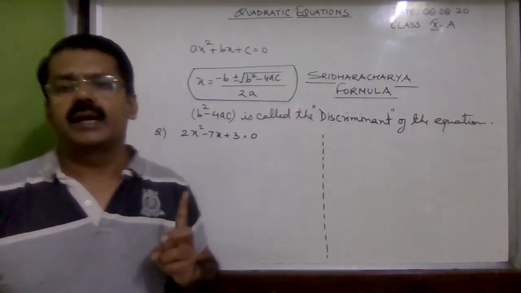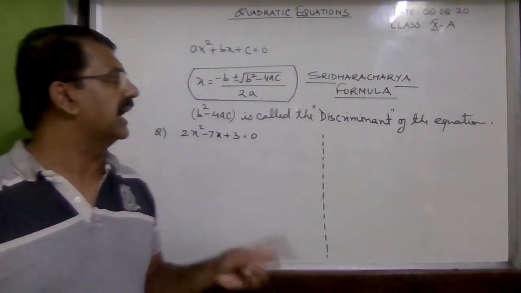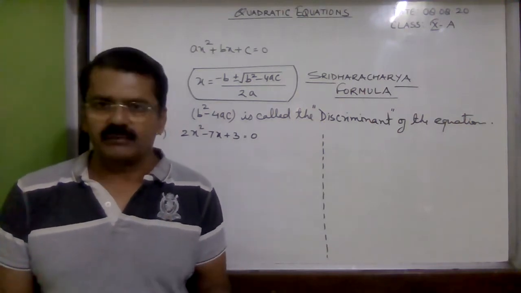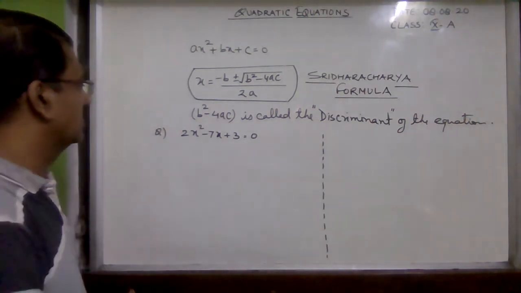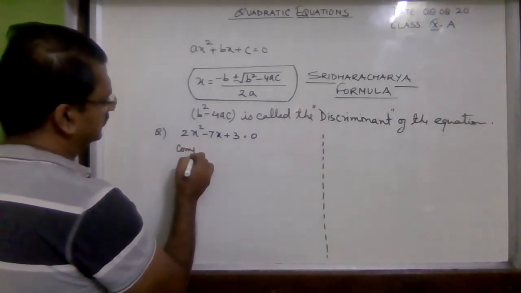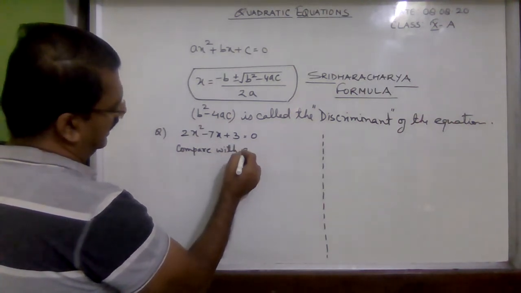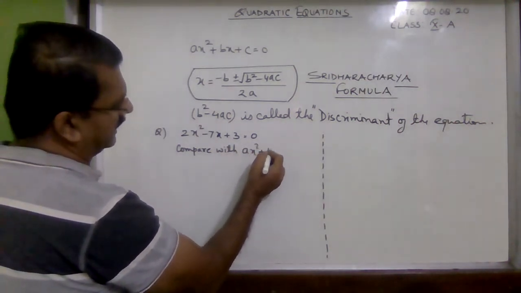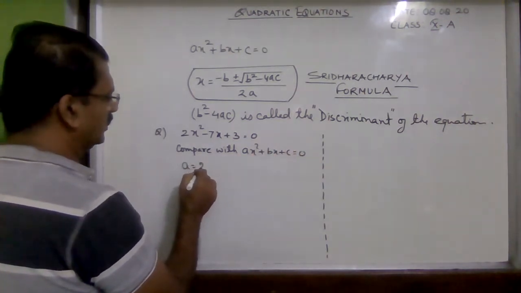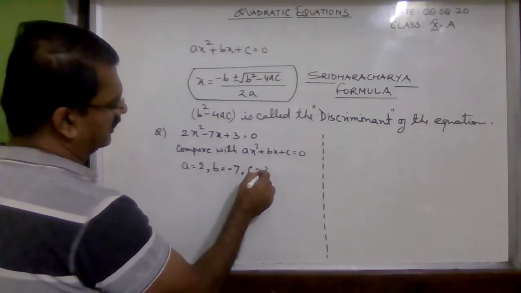Always remember, if a question can be done by factorization as well as Sridharacharya formula, obviously the answer remains the same. You will get the same answer. Now, first of all, compare with ax² + bx + c = 0. Then a is equal to 2, b is equal to −7, c is equal to 3.